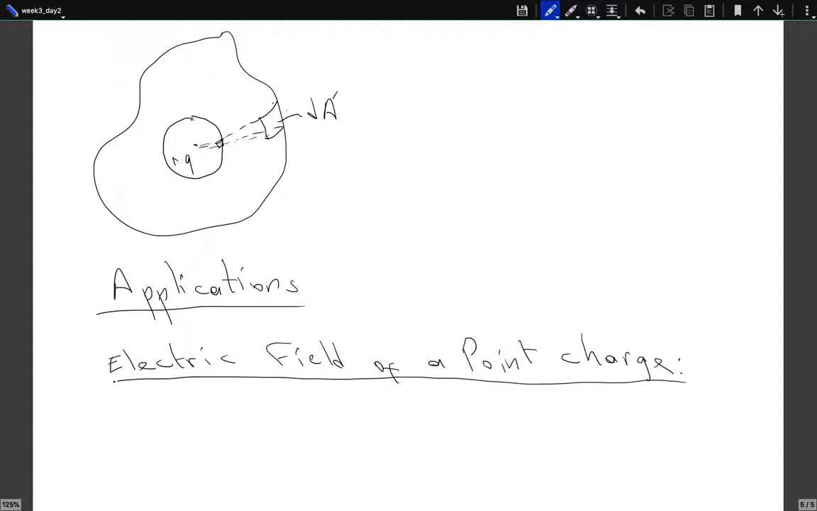You see, we already used the electric field of a point charge to derive Gauss's law. But we can also go the other way around. If we knew Gauss's law, we could just calculate the electric field of a point charge. In that sense, they are equivalent.